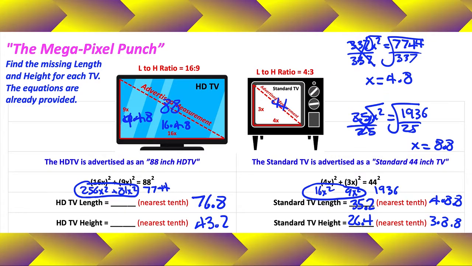All right, so again, a quick replay: simplify the already pre-made equations, combine the x squared values, one step square root, one step square root. Once you have the x values, plug them back into the given ratios, 16x, 9x, and then 4x and 3x for the separate TVs. And there you have your HD TV length and height and your standard TV length and height. All right, cool. See you in class.